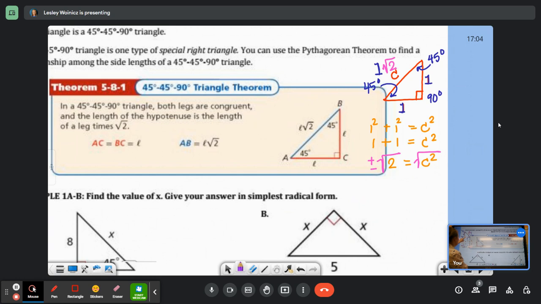If I make this side 2 and this side 2, then this one turns into 2 root 2 because I just double everything. So we get this beautiful pattern where no matter what I pick as my L's, my sides, I get that same coefficient in front of a square root of 2 for my hypotenuse. That's where it comes from.